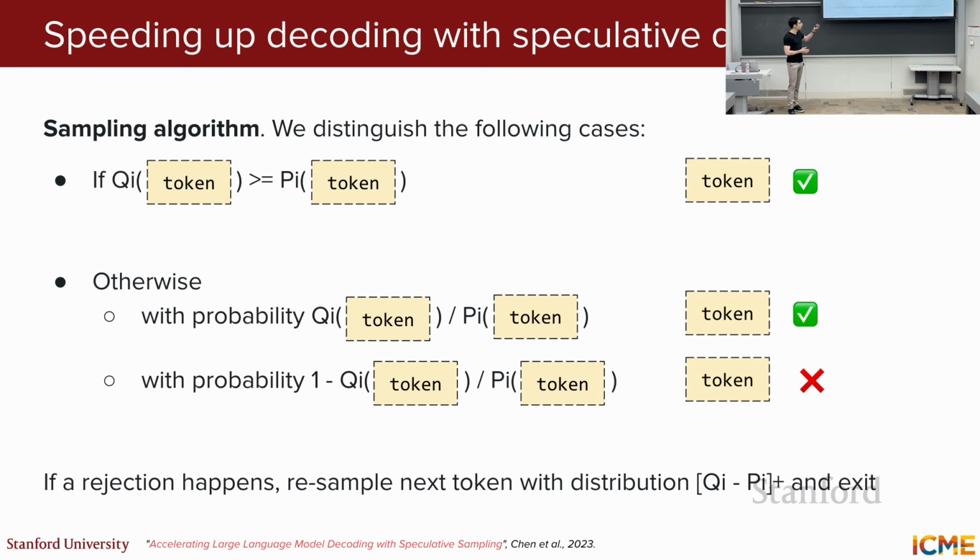And let's say everything is accepted, then in a single pass, you are able to advance by way more tokens. And if it fails, then basically you resume the process of generation from that token onwards with some adjustments on the distribution.